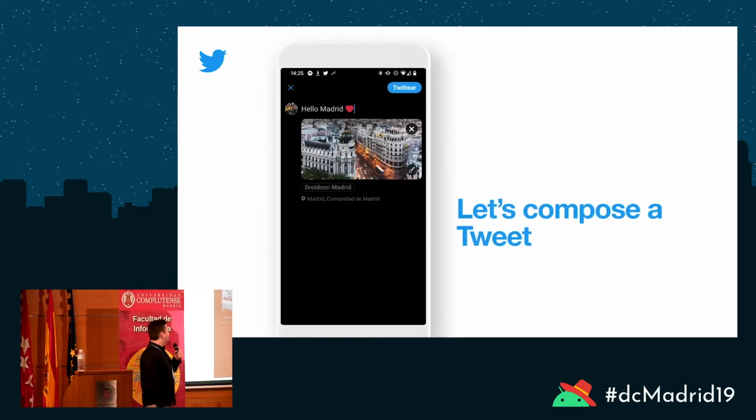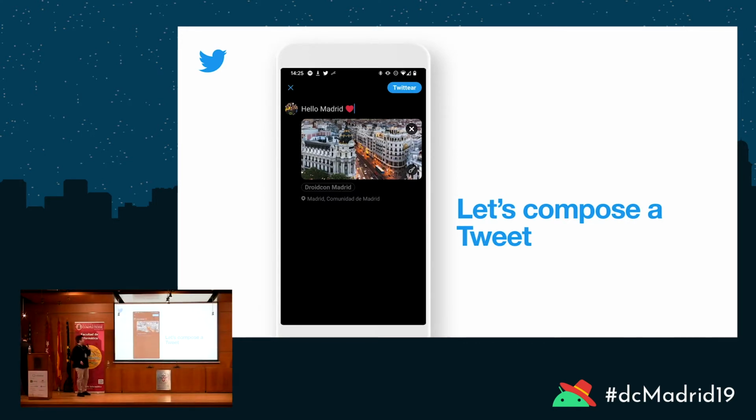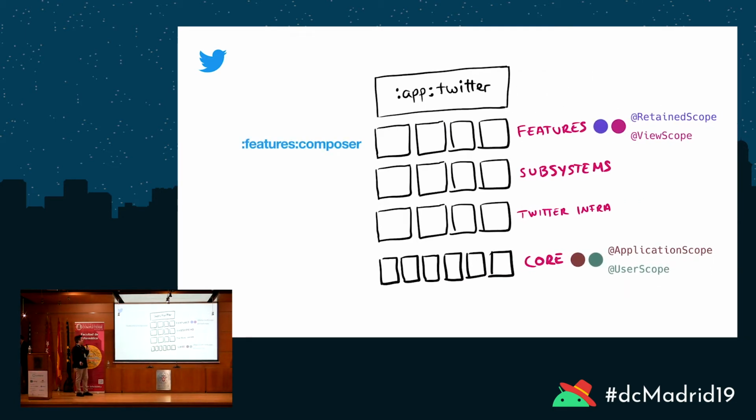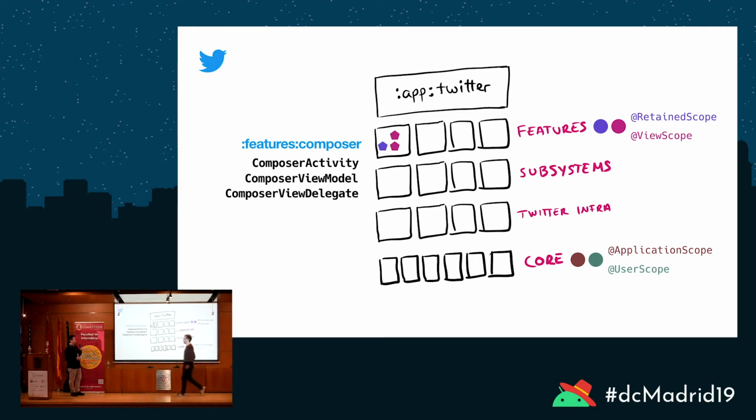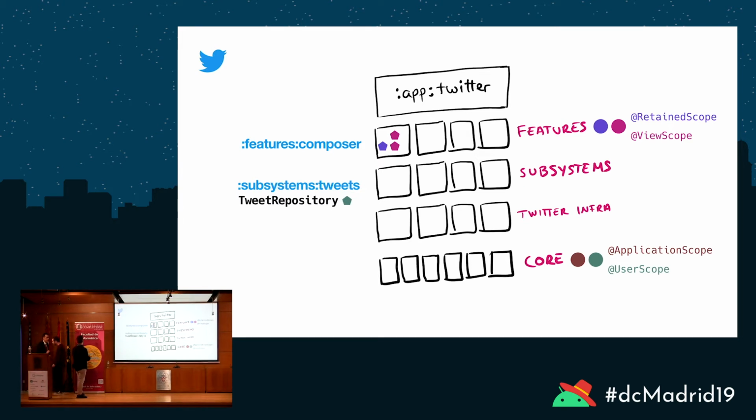Let's compose a tweet. So there's a very beautifully crafted tweet from yours truly that says, "Hello, my tweet," with a picture that I took from Google. And let's see where things are in here. First of all, we start from a feature module that has the composer feature code. We will have an activity, a view model, a view delegate, view holder, whatever you call it. So all these bindings will be around here. Then we have this subsystem views layer down here that will have a user scope binding for Twitch repository.